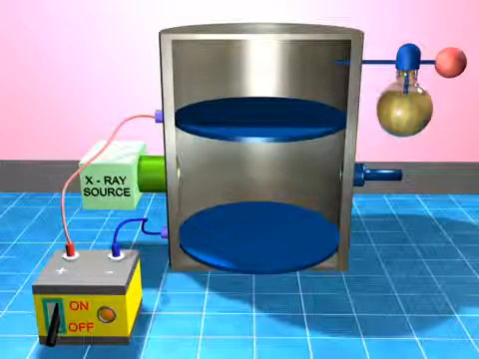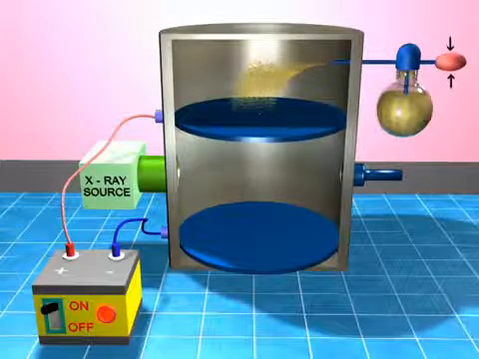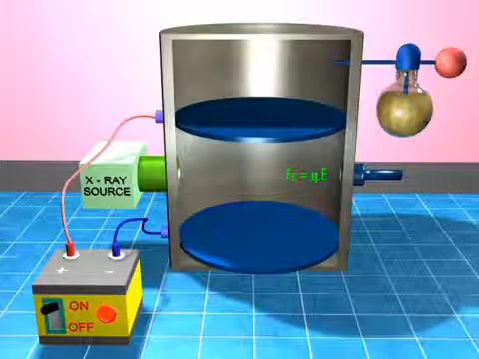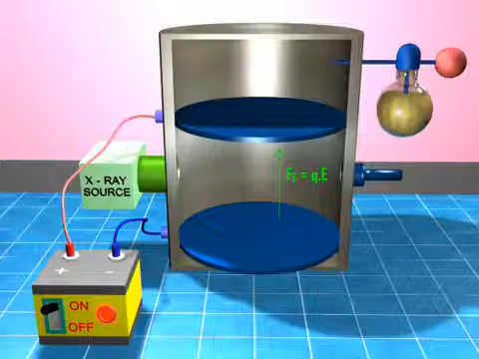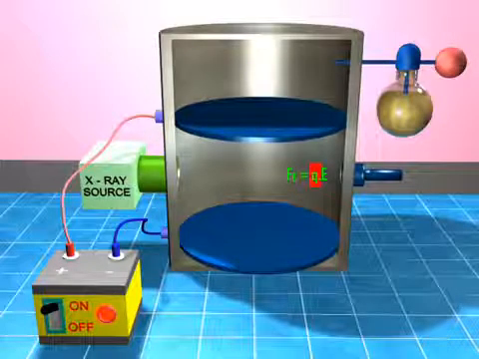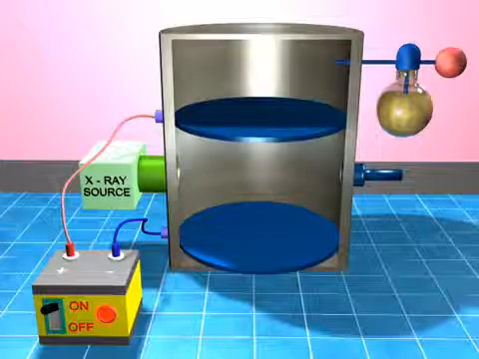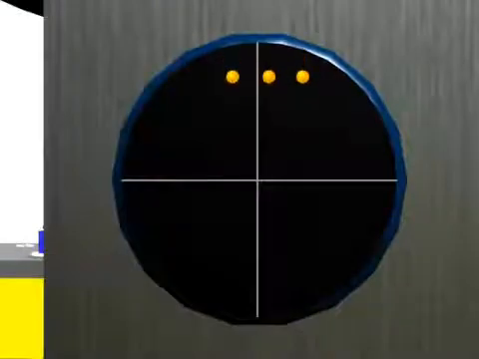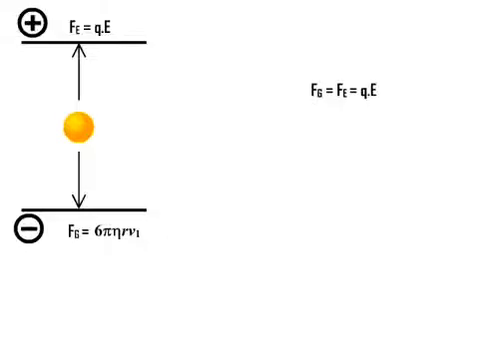Now the voltage is applied between the two plates. The top plate is connected to the positive terminal, and the force due to the electric field, Fe equals Q into E, acts on the oil drop upwards, where Q is the charge on the oil drop and E is the magnitude of the electric field. This force can do two things. Number one, it may stop the motion of the oil drop. In that case, Fg equals Fe equals Q into E.